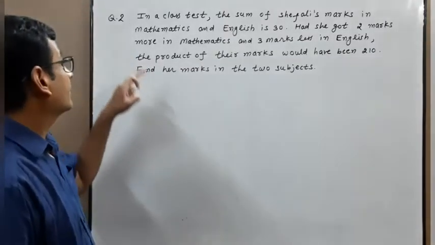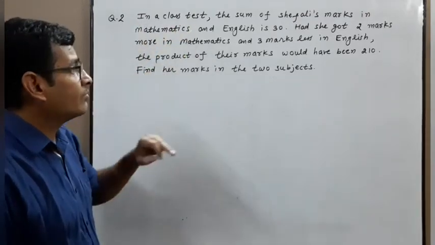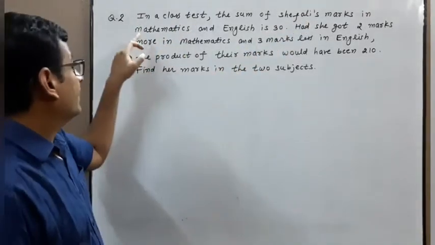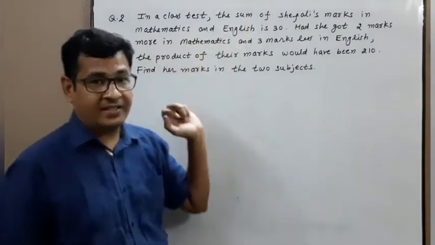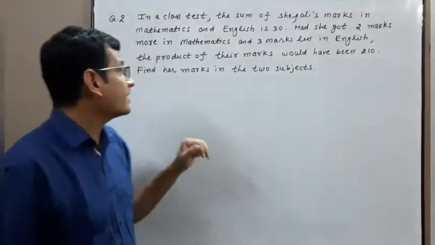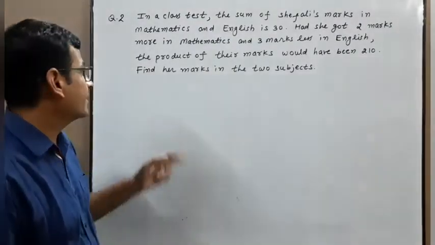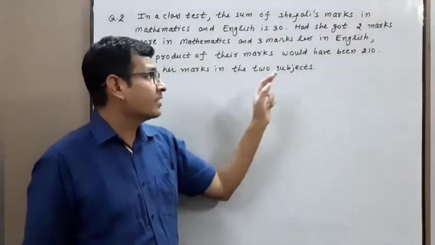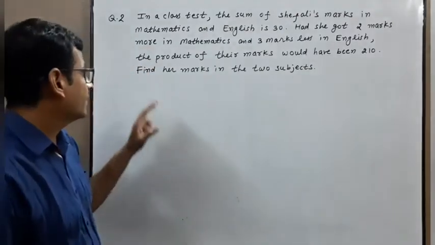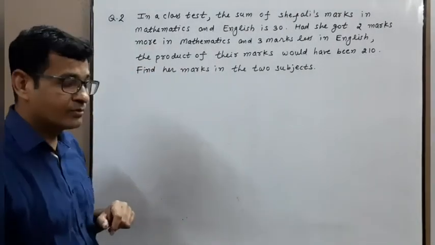Next problem. In a class test, the sum of Shefali's marks in mathematics and English is 30. Had she got 2 marks more in mathematics and 3 marks less in English, the product of their marks would have been 210. Find her marks in the 2 subjects.